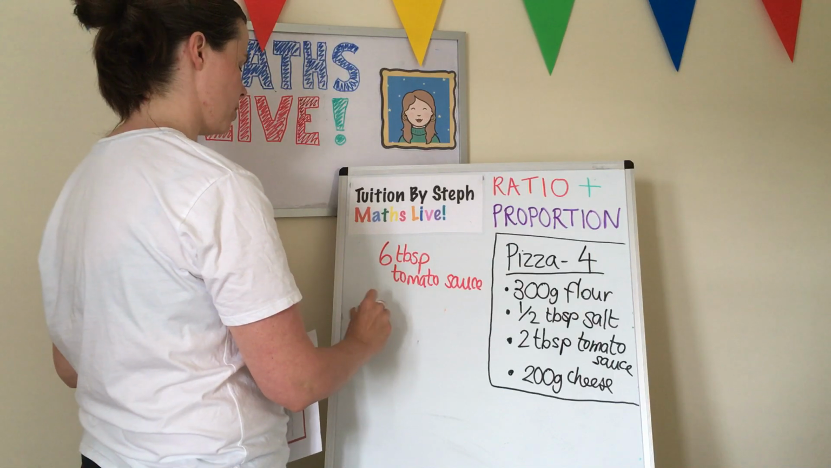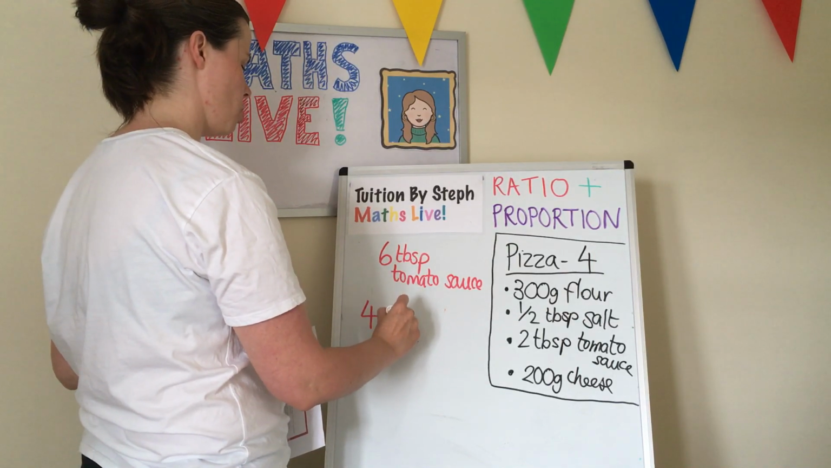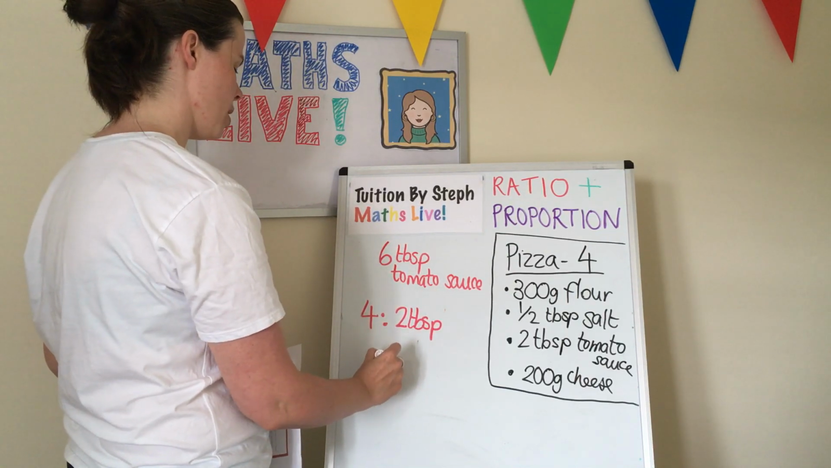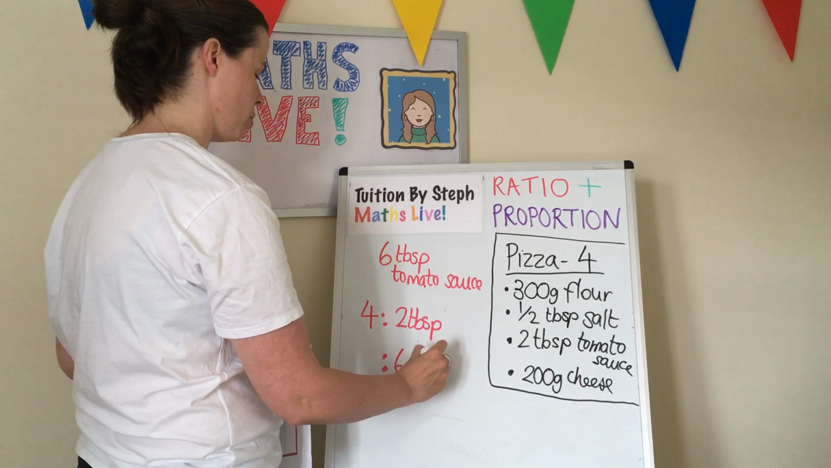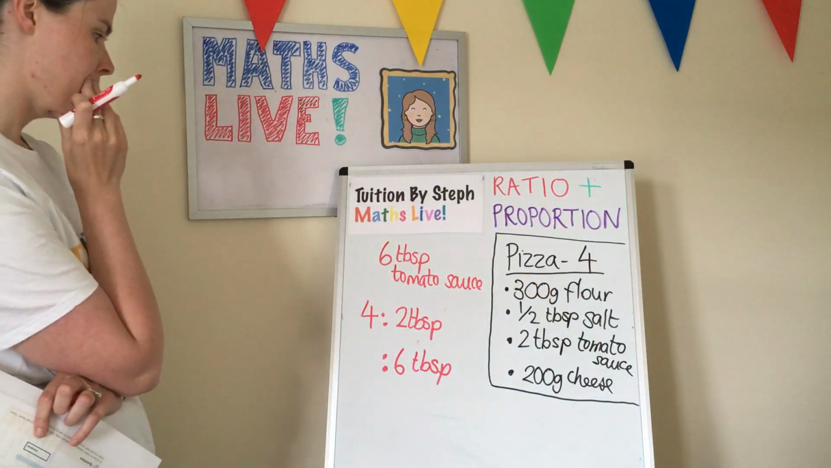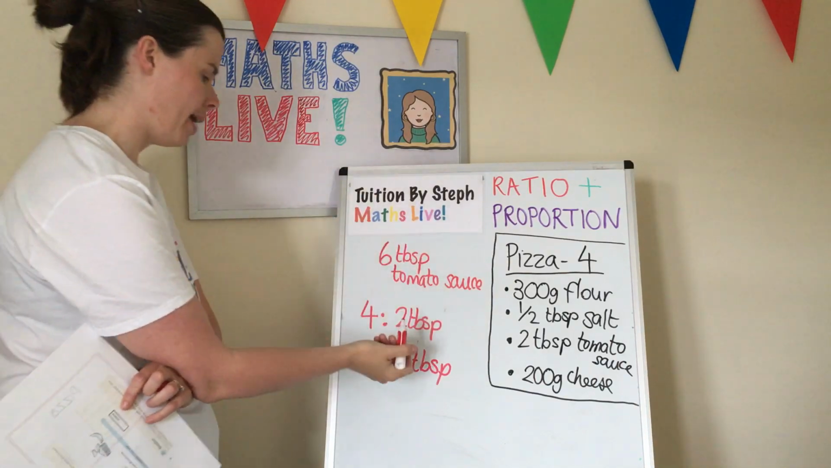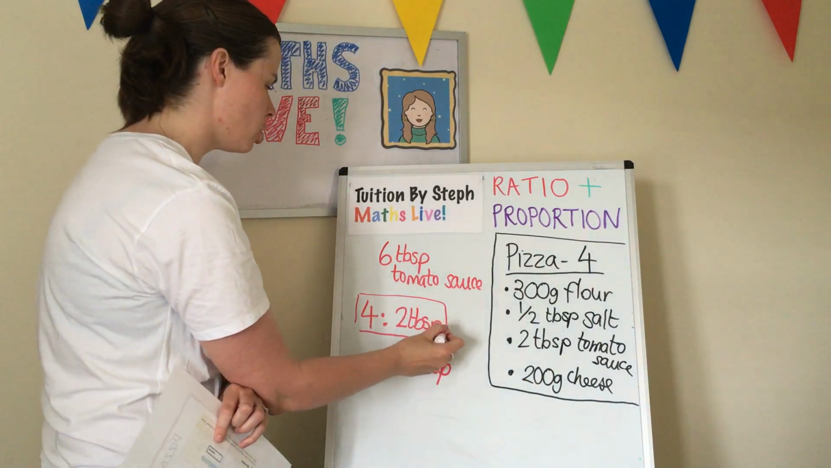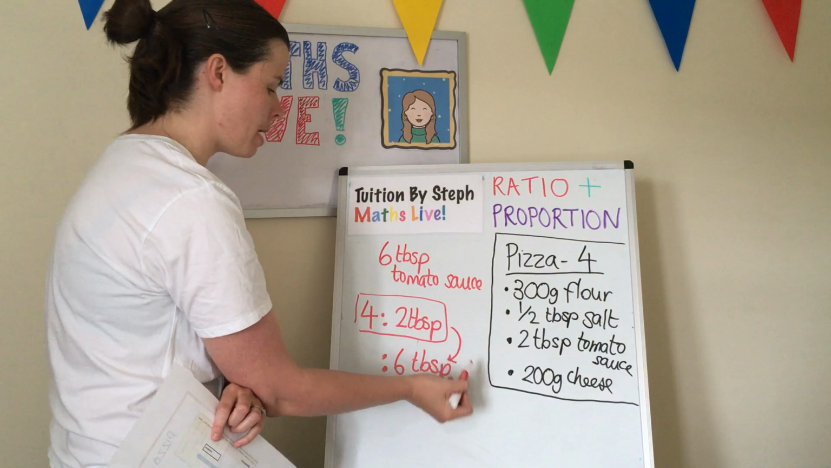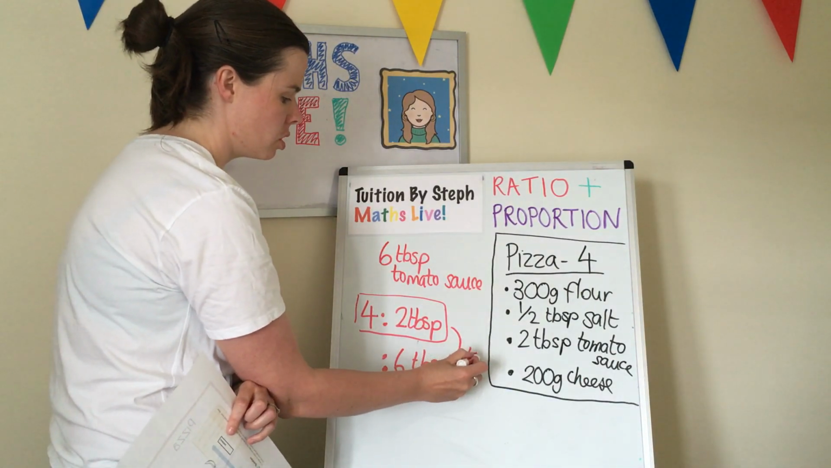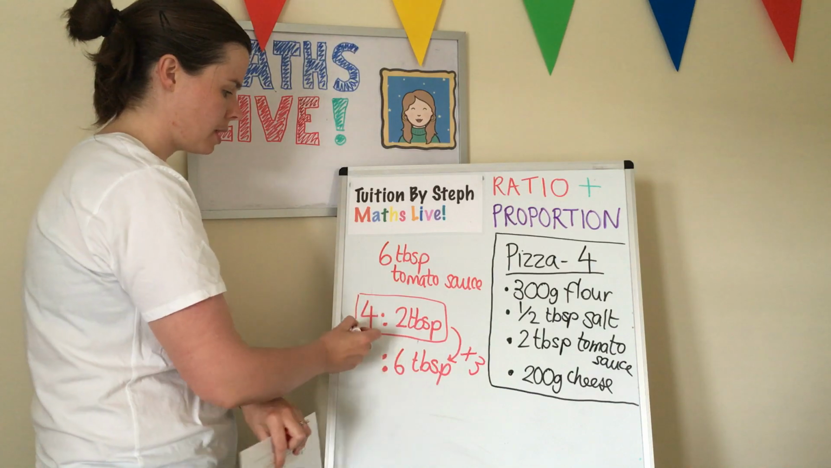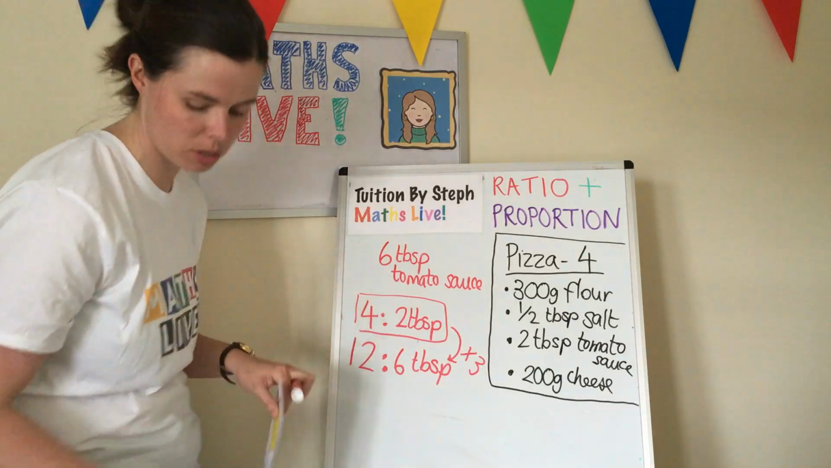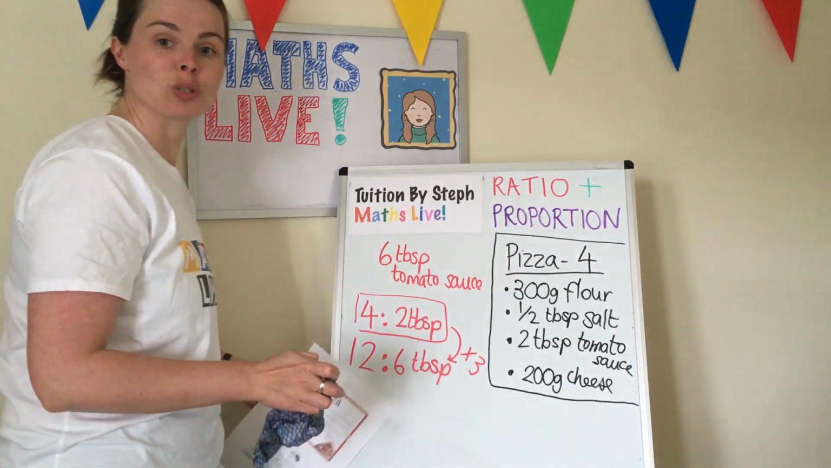So, 4 pizzas uses 2 tablespoons. Okay, and we've got 6 tablespoons available to us. So how many pizzas could we make? Right, so I'll look at the set. This is obviously from the set recipe. So what do I do to 2 to make it into 6? 2 times 3 is 6, so I'll do the same to this side. 4 times 3 is 12. So if I have 6 tablespoons of tomato sauce, I can make 12 pizzas.